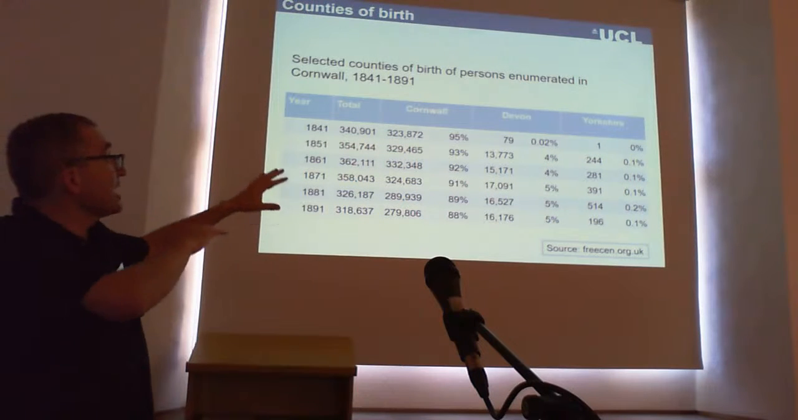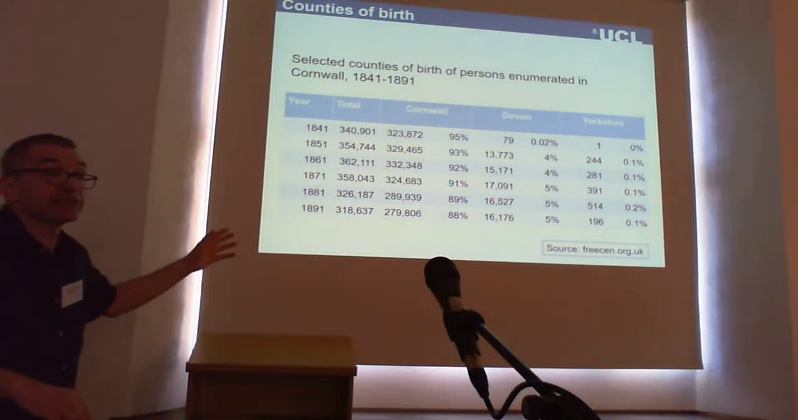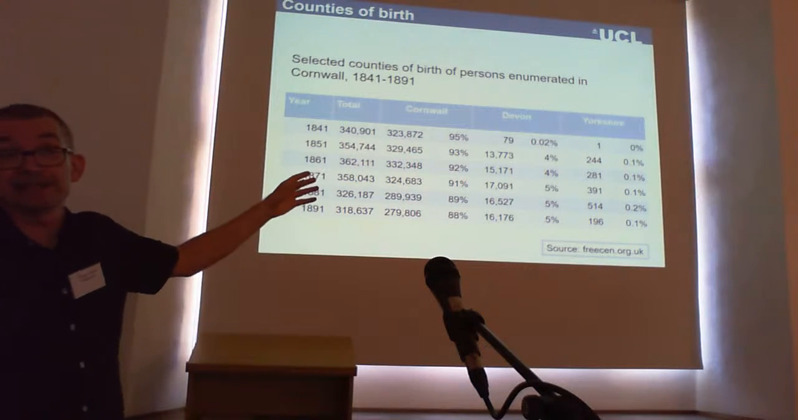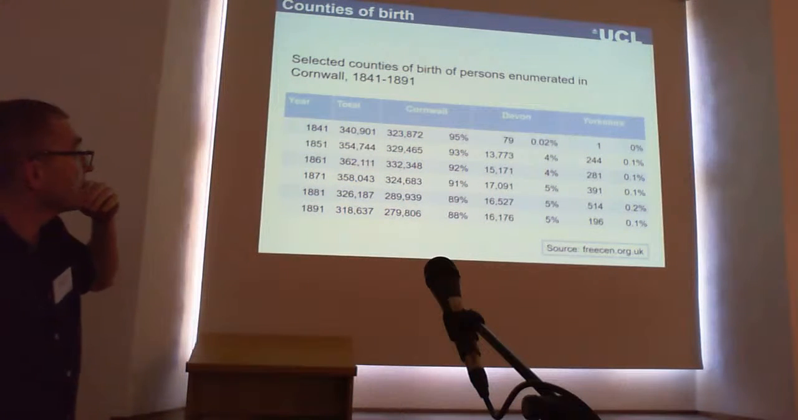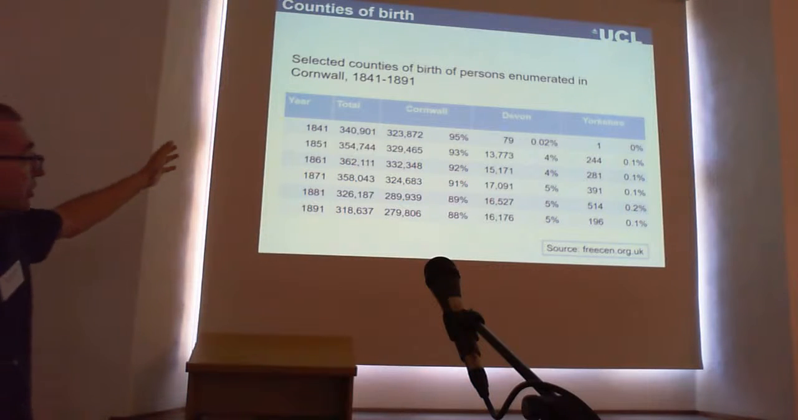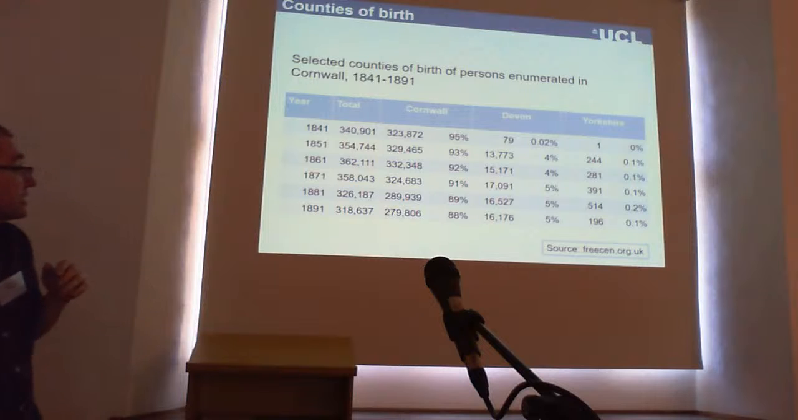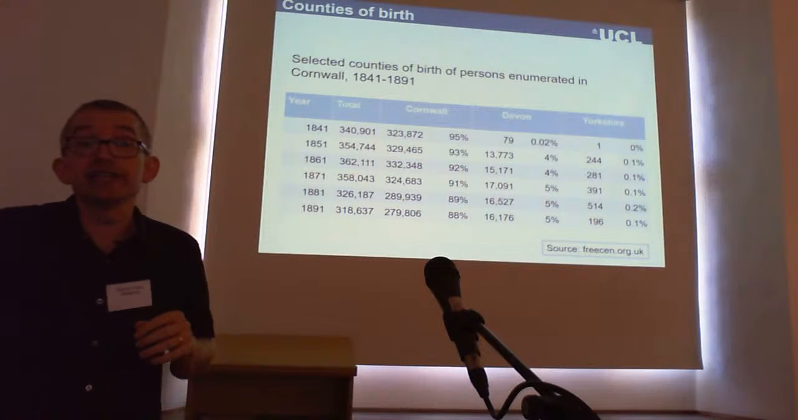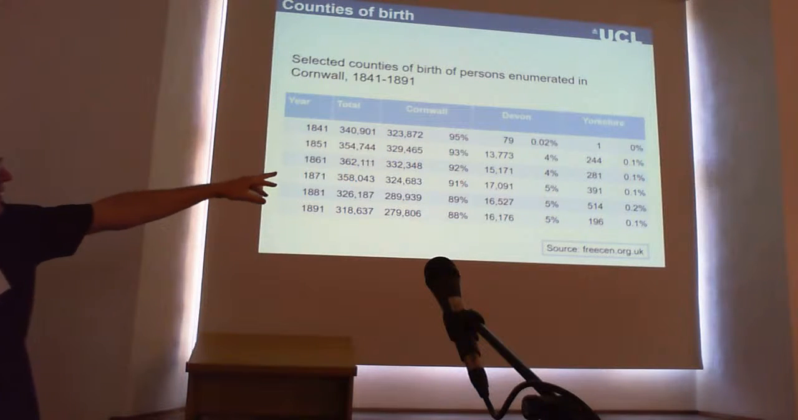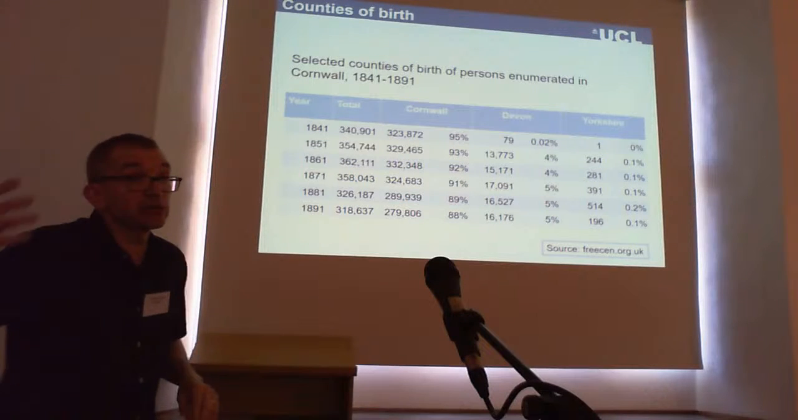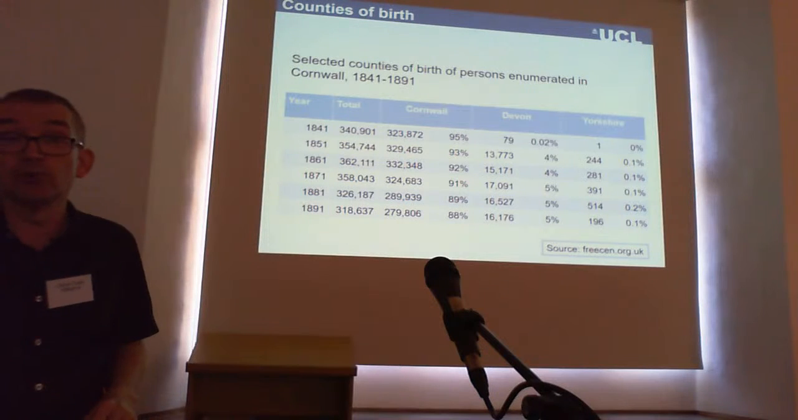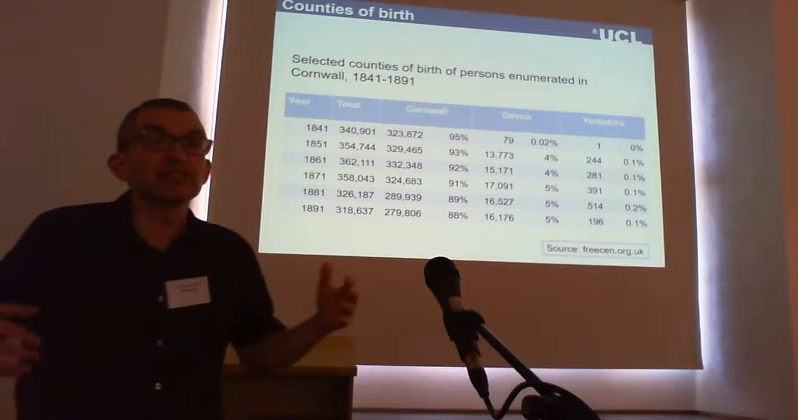So this is a fairly obvious thing to do, looking at counties of birth. And unsurprisingly, we find that the vast majority of people enumerated in Cornwall were born in Cornwall. But the percentage goes down over time from 95% in 1841 to 88% in 1891, fitting in with ideas that we might have about increasing mobility over the 19th century. Just over on the furthest column on the right, because we're in York today, I've added the number of people enumerated in Cornwall who were born in Yorkshire, which is not very many.